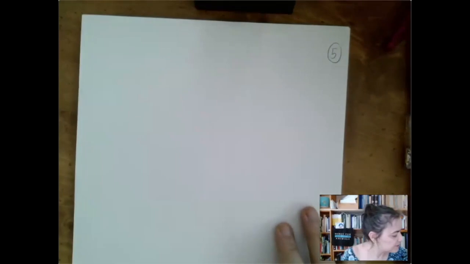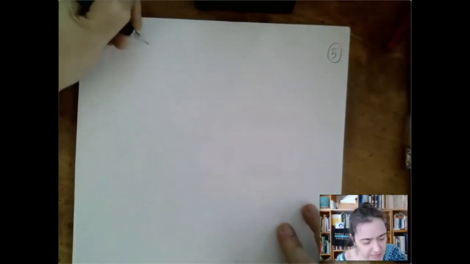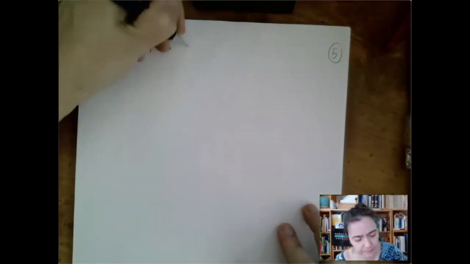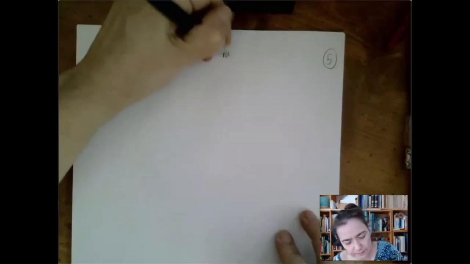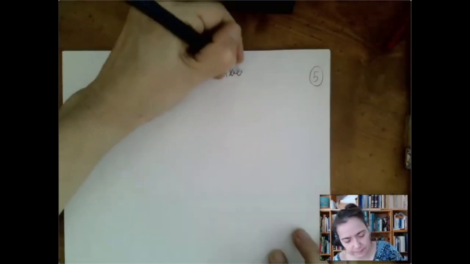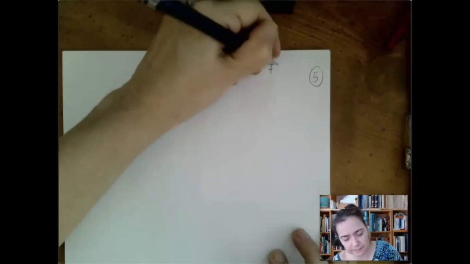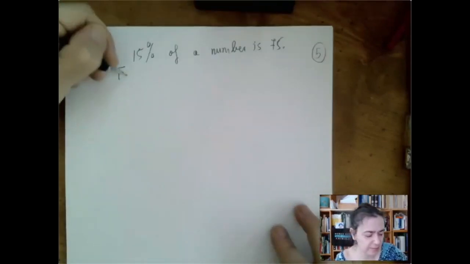And then type 3 with percent. Our example was 15% of a number is 75. Find this number.